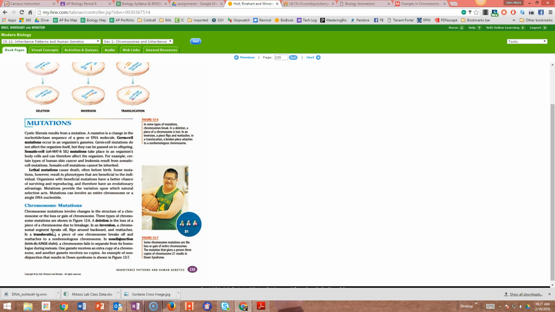Inversion is a chromosome segment that breaks off, flips around backwards, and reattaches. And a translocation is a piece of one chromosome that breaks off and reattaches to a non-homologous chromosome. That would be like a piece of chromosome number 21 breaking off and attaching to a piece of chromosome number 15, which is another type of Down syndrome.